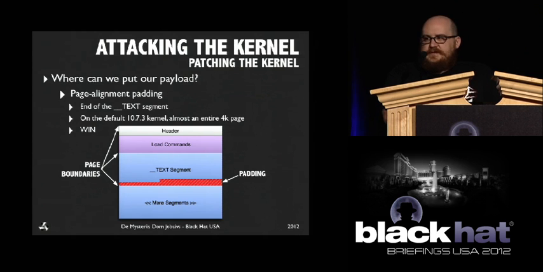So I've used the Silvio Cesare page alignment padding technique that's been around forever, which is awesome. Still works. At the end of the text segment, segments are page aligned, so there's a bit of padding at the end because segments don't usually take up the entire page. On a default 10.7.3 kernel, we've got almost an entire 4K page of data to play with. Turns out on 10.7.4, which I have on this machine, we only have about 506 bytes or something, which is still not too bad because it's plenty of room to stick a small trampoline payload. So that's pretty sweet.